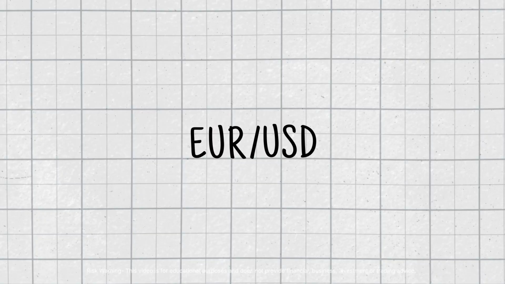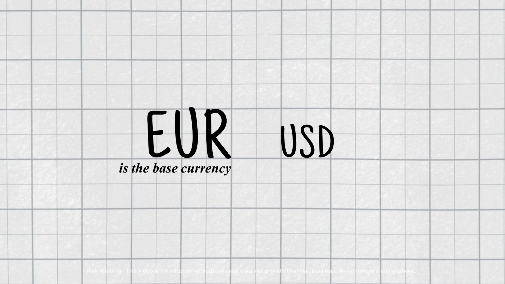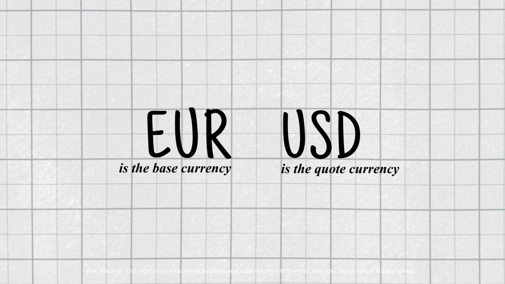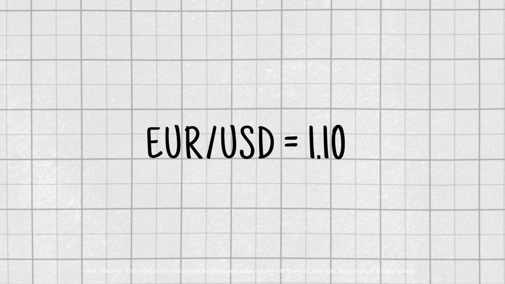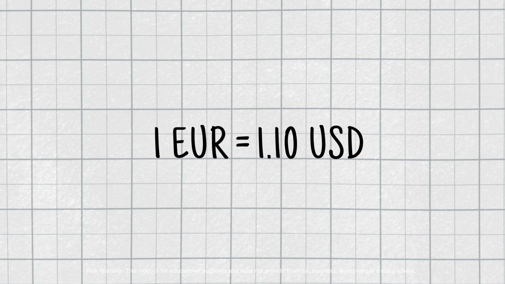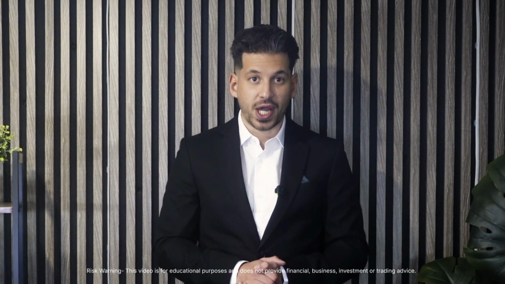Take Euro-US dollar as an example. The first currency, Euro, is the base currency. The second, US dollar, is the quote currency. If Euro-US dollar is trading at 1.10, it simply means 1 euro equals 1.10 US dollars. When you buy this pair, you're betting the euro will strengthen. When you sell it, you're betting the dollar will win. Simple in theory, but here's where things change.